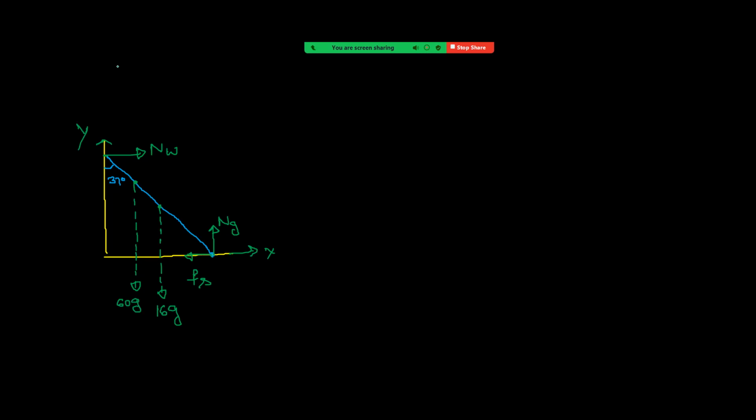Now write the conditions. Net force equal to 0. Since the ladder is in equilibrium, net force 0, net torque also 0. So I'm writing the first condition along the x-axis, net force 0. Horizontally, normal reaction by wall and friction by ground. So the first condition: NW, normal reaction by wall, is balanced by static friction from ground. So equation 1.